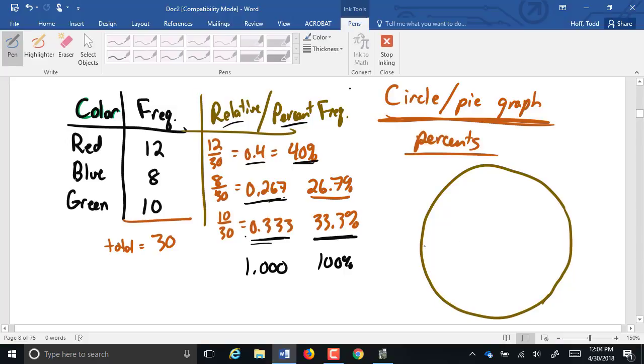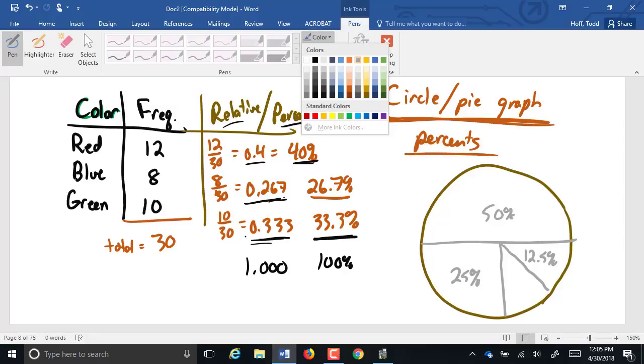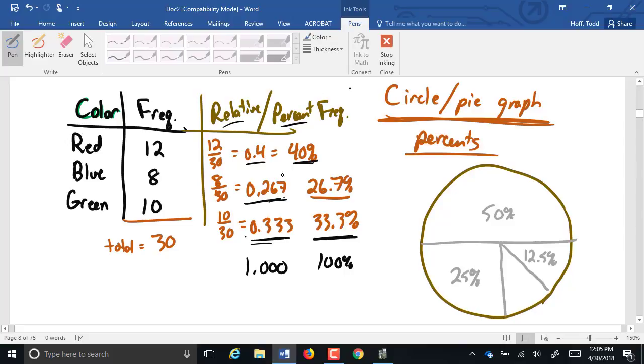And we're going to go off the percents. We know that half of the circle would be 50%. A quarter of the circle would be half that, or about 25%. Half of that would be 12.5%. So we use that for what we have here. Well, the first one I noticed that's close to that, the blue is 26.7%. That is just slightly larger than 25%. So that's our blue.